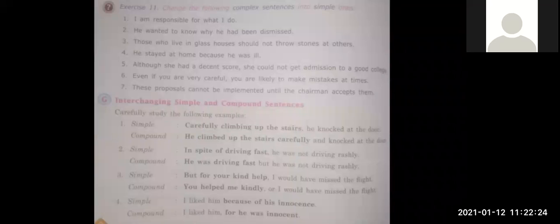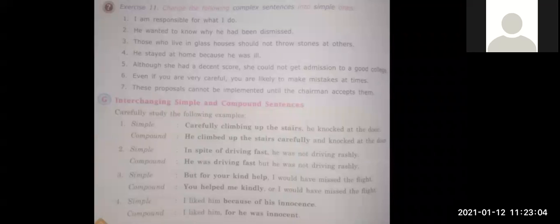Now see interchanging simple and compound sentences. Now what we need to do, we need to see what is a simple sentence and what is a compound sentence. We did it already in the earlier lectures, though I think we should go ahead. A simple sentence is when we just have a finite verb in a sentence, and a compound sentence is when two sentences are joined with the coordinate conjunctions. Coordinate conjunctions are and, but, or, for, so on, which you have already written. So you just need to understand which sentence is simple and which sentence is compound.